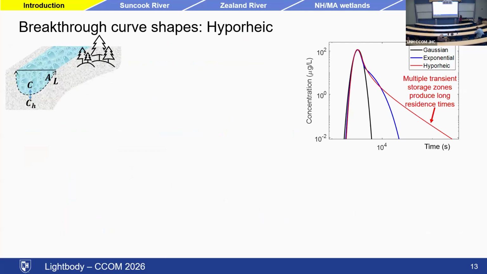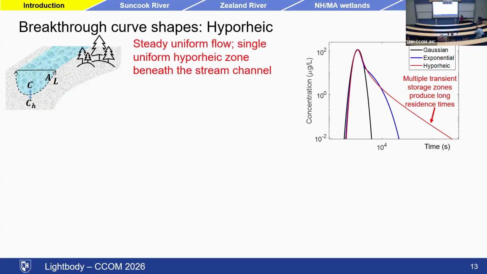One thing that we often see in the field is that we don't just have a single transient storage zone typified by a single residence time. Instead, we have multiple transient storage zones. We have some with long residence times and some with short. And that gives us a very long tail, which shows us the influence of all of those transient storage zones convolved together.